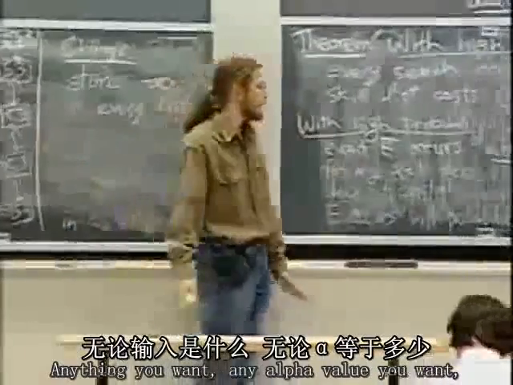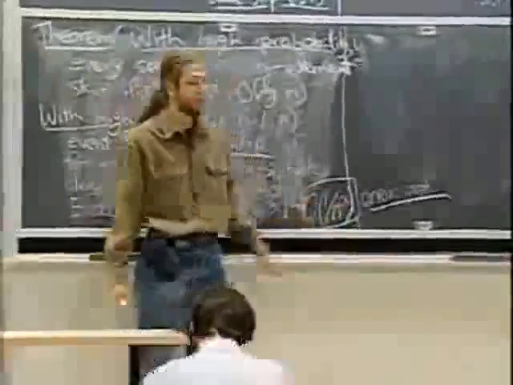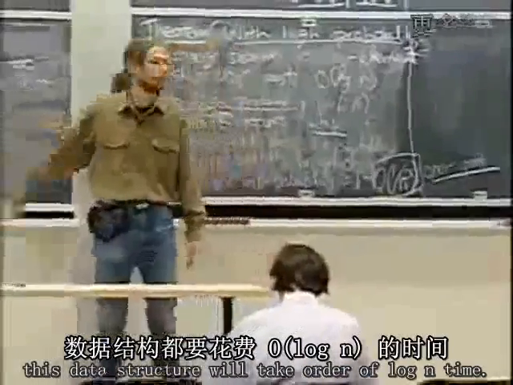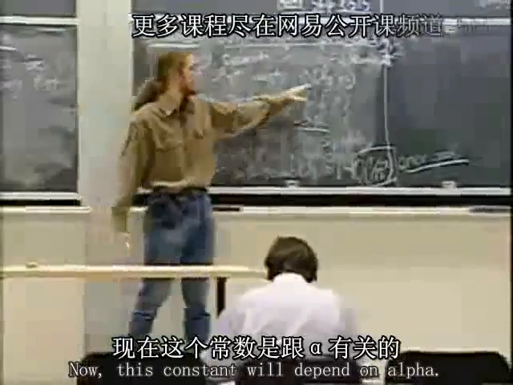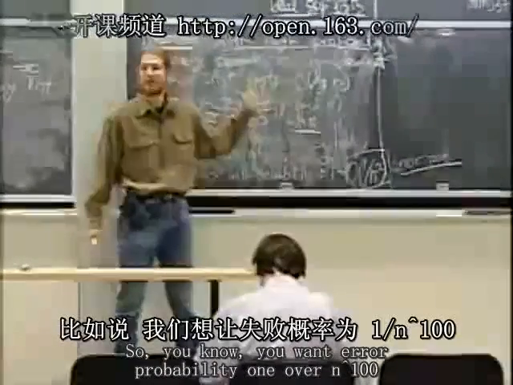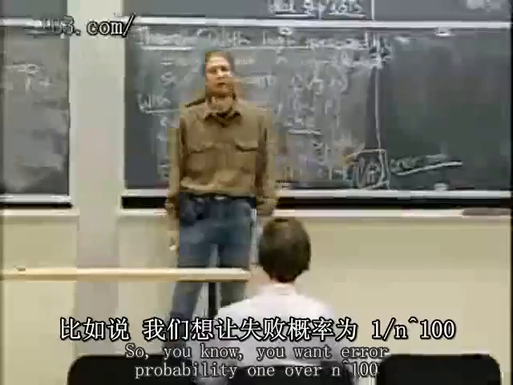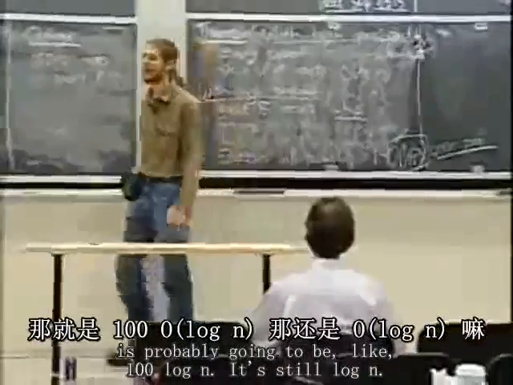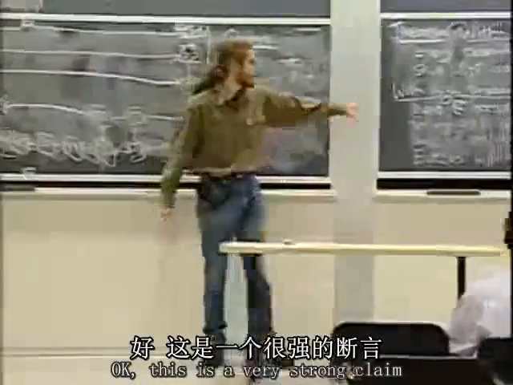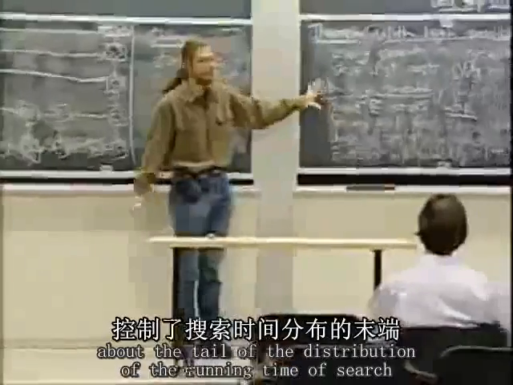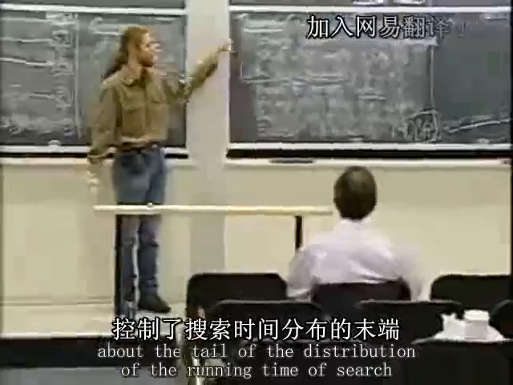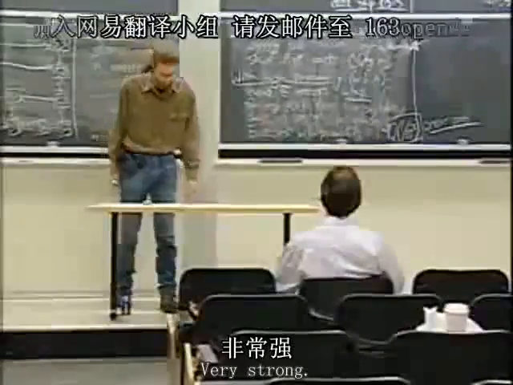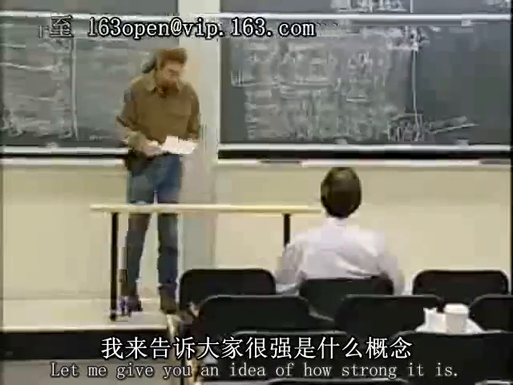Anything you want, any alpha value you want, this data structure will take order log n time. Now, this constant will depend on alpha. So, you want error probability 1 over n to the 100, it's probably going to be like 100 log n. It's still log n. Okay, this is a very strong claim about the tail of the distribution of the running time of search. Very strong. Let me give you an idea how strong it is.